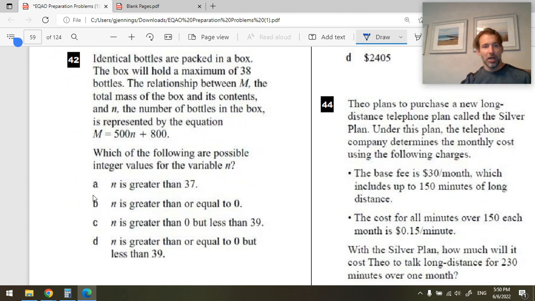Identical bottles are packed in a box. The box will hold a maximum of 38 bottles. The relation between M, the total mass of the box, and N, the number of bottles in the box, is represented by this equation: M is equal to 500 times the number of bottles plus 800. So which of the following are possible integer values for the variable N? The box will hold a maximum of 38 bottles. Okay? So the relation, which of the following are possible integer values?